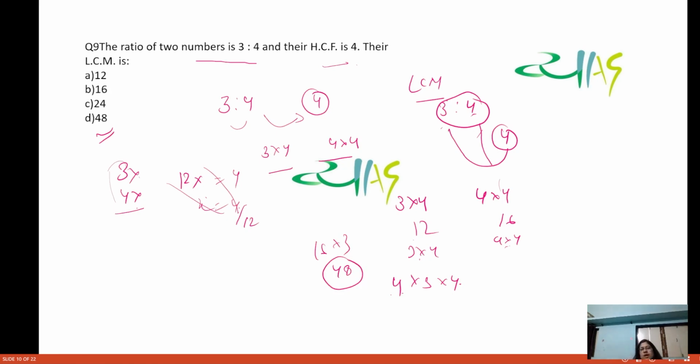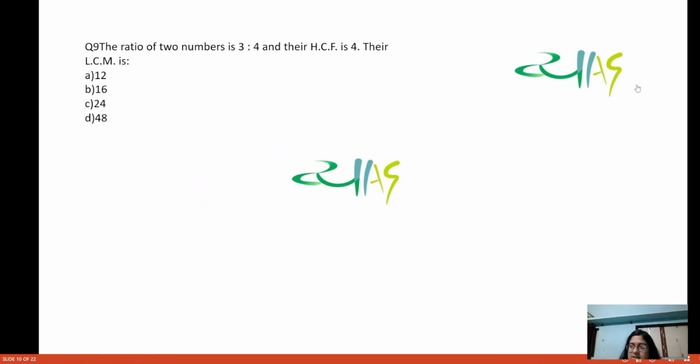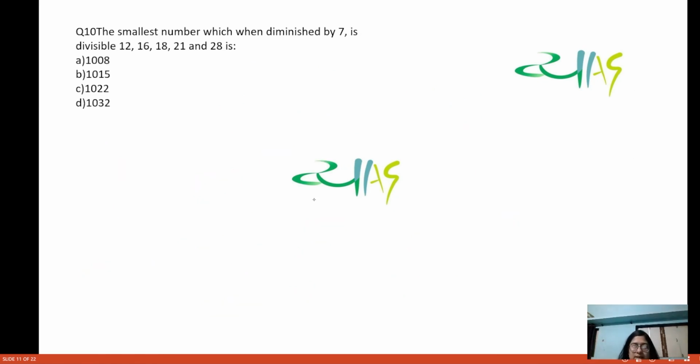So do remember that whenever you are given the ratio and the HCF, then for the numbers, multiply the ratio by the HCF, you will get your numbers. All right. So now this will be your concept. Write it down that whenever we are given two ratios and we are given the HCF of those numbers, then we multiply the HCF into the ratio, we get our respective numbers. Write this concept, star mark it, and you will get your answer. So this is how we do this. Let's move on to the next question.